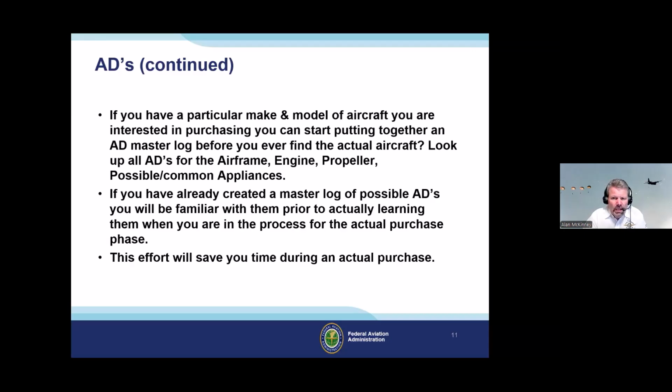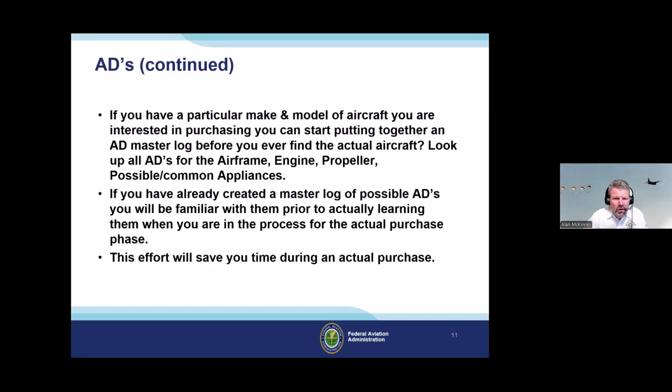So I'm going to pull up the make and model. I know by the TCDS, I know the possible engine combinations and prop combinations. The variable is the appliances, but that doesn't mean I can just neglect those and not create my master list, especially if I'm targeting certain avionics I want or certain avionics I plan to install.